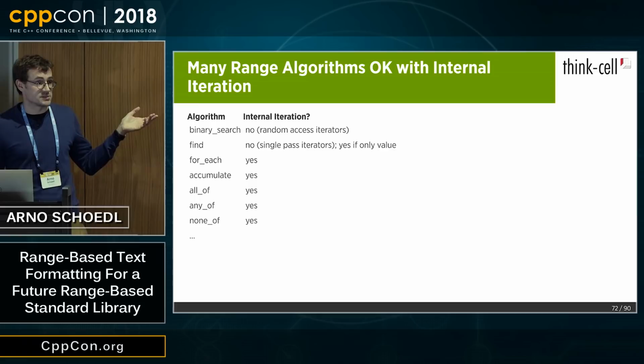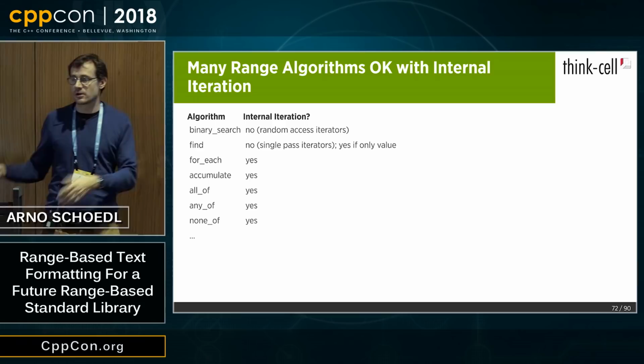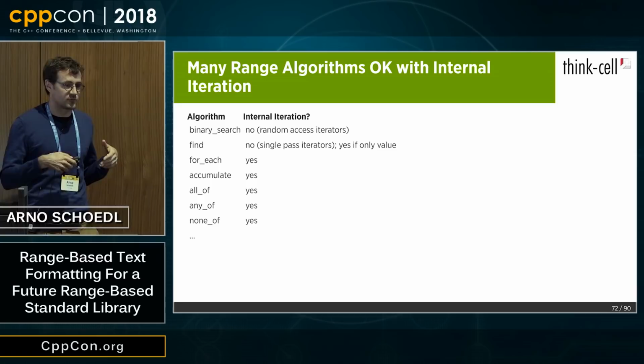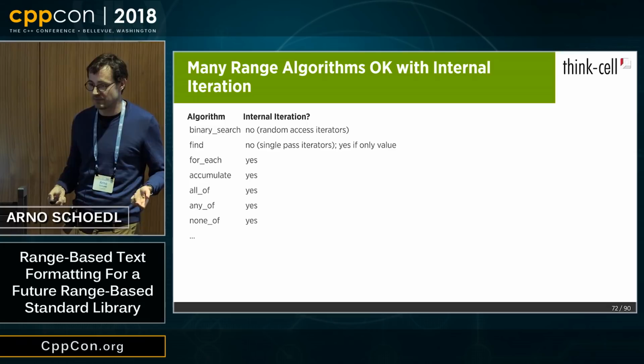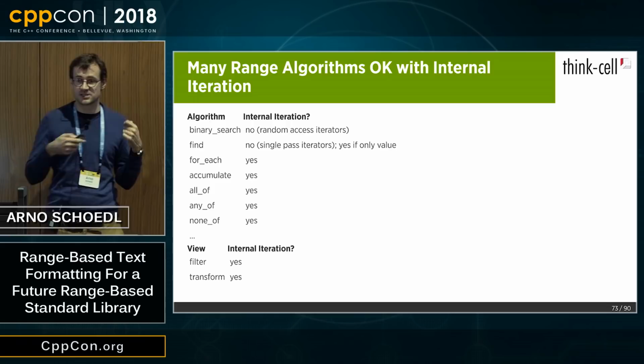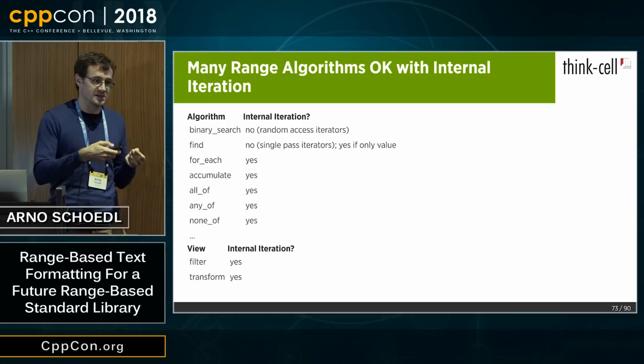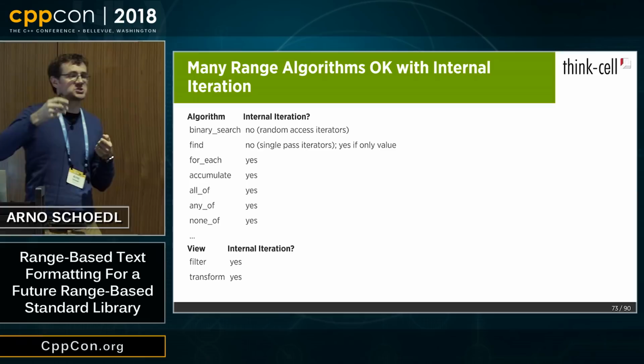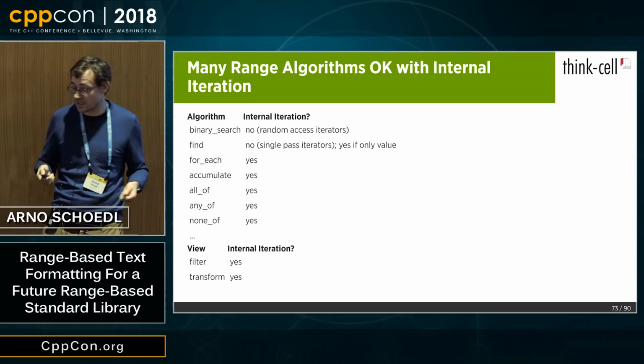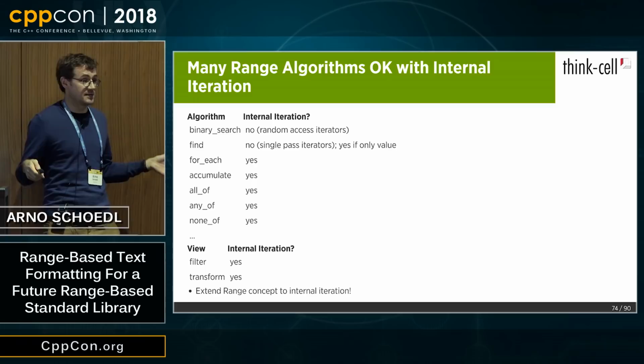None of works. I would say probably in our code in ThinkCell, only a very small number of ranges are actually done in terms of iterators. Most are internal iteration by now. The views also work. So you can actually do this lazy filtering that I described more efficiently with internal iteration than you can do it with iterators. The transform is also possible. Transform is basically you don't filter the elements of your underlying range, but you pump them through a function and you return the result. So that can also be trivially implemented with internal iteration. So what are we going to do? Well, we want to extend the range concept so it actually supports internal iteration.